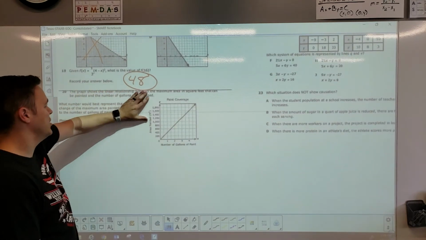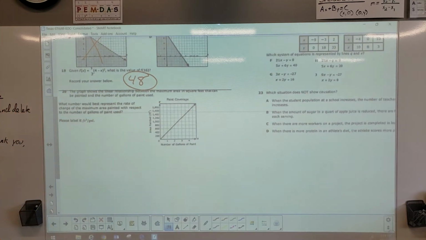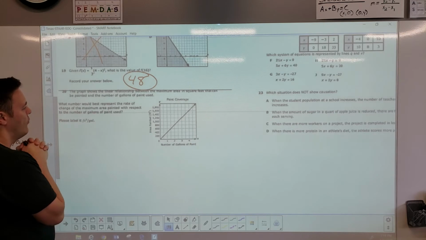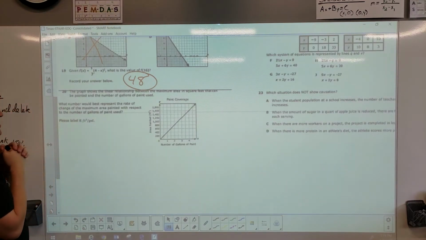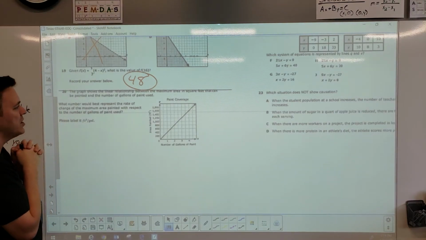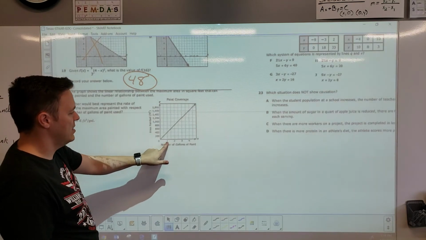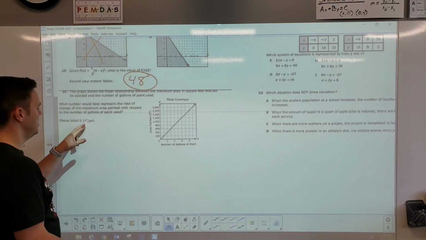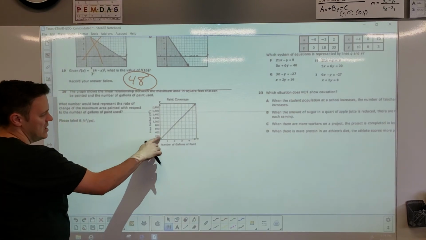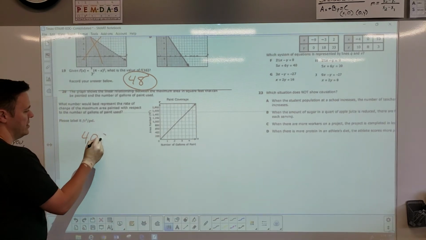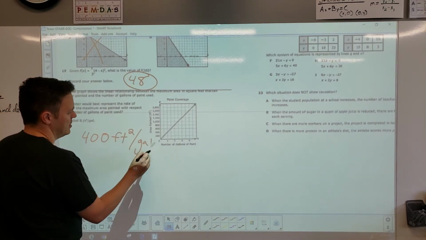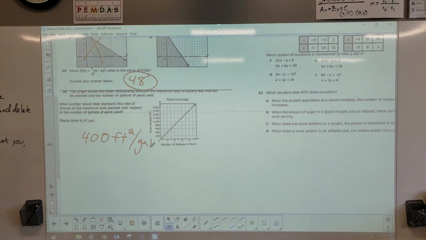20, the graph shows a linear relationship between the maximum area of a square that can be painted. What number best represents a rate for the number of square feet with respect to the number of gallons being painted? So what I want to know is, if there's 1 gallon of paint being used, how many square feet can be done? So the answer to this would be 400 square feet per gallon. That is the answer. Okay?